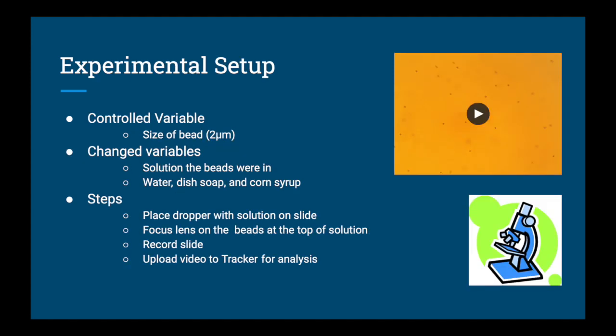Our controlled variable for this experiment was the size of the bead. The variable that we changed was the solution the beads were in. In this experiment, we used water, corn syrup, and dish soap. Our procedure for the experiment went as follows. Place the dropper with solution on the slide, focus the lens on the beads at the top of the solution, then record the slide. We then uploaded the video to Tracker for analysis in order to measure the bead's velocity.